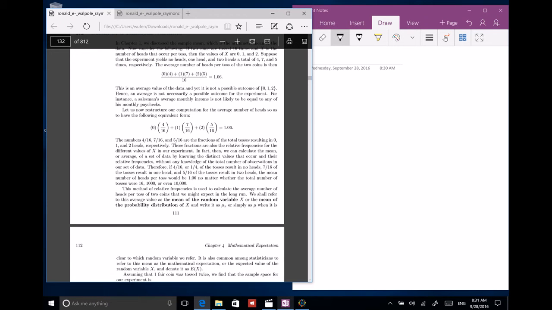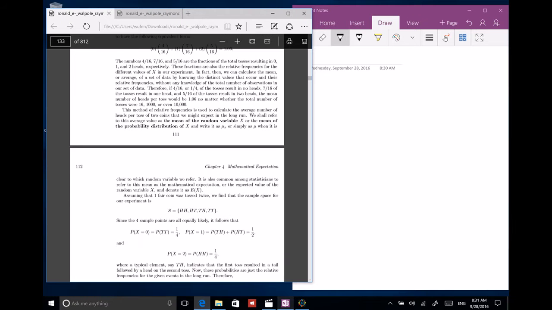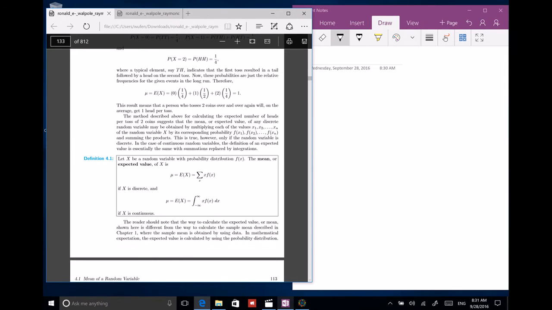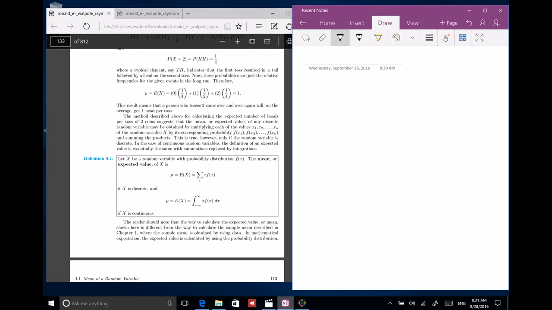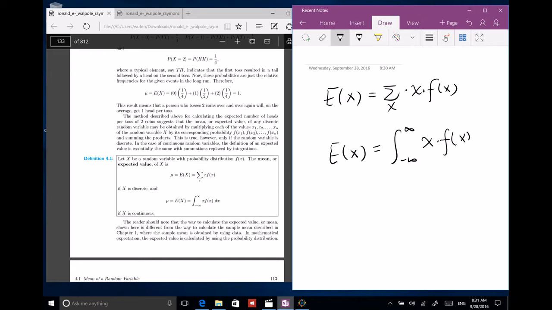To calculate the mean of a random variable, we define the mean value as E(X) equals the variable multiplied by its distribution. For a continuous variable, the expectation value equals the integral from negative infinity to infinity of the random variable x multiplied by its corresponding probability distribution function, so you take the antiderivative. The first is for a discrete variable, and this is for a continuous variable.